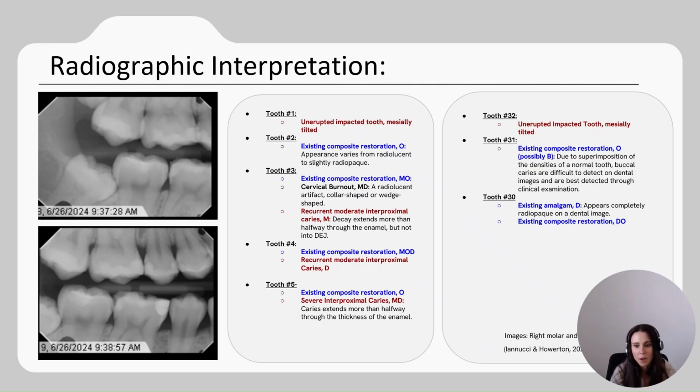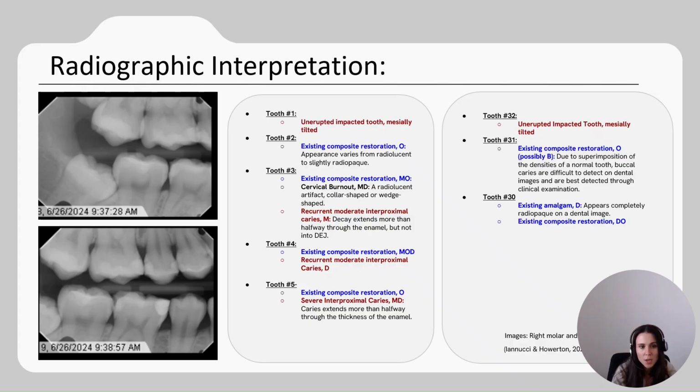Using these same full mouth x-rays from 2024 on this patient, I'll be going over the restorations and caries identifications that I have found in these images. The ones labeled in red are the caries that will want to be identified and diagnosed by the dentist. The ones in blue are the existing composite restorations that I have found on these images as well. Going through these, for tooth number 1, I found an unerupted impacted tooth, mesially tilted.